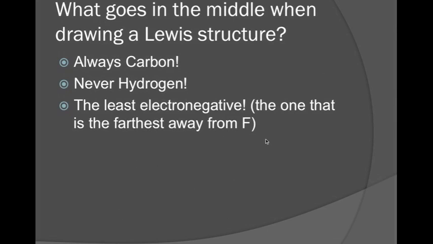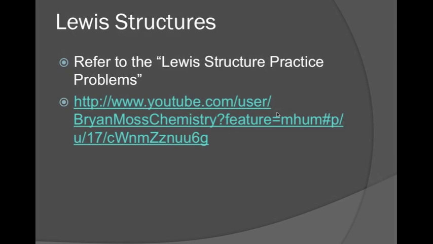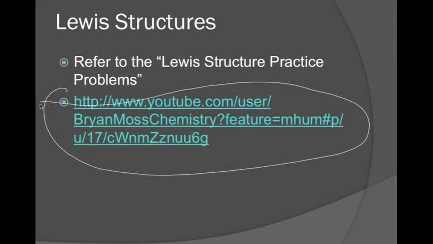Now, when we're looking at Lewis structures and we need to know what goes in the middle, remember that carbon always goes in the middle of a Lewis structure. Hydrogen will never go in the middle. And if we don't have hydrogen or carbon, which we can put on the outside, then we always put the least electronegative in the middle, meaning the one that's farthest away from fluorine.